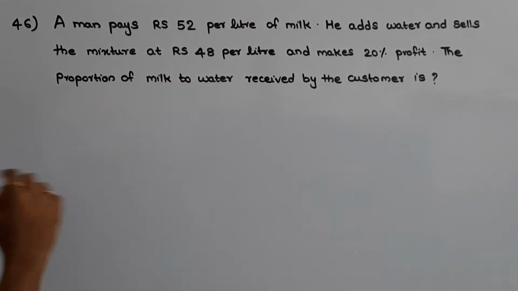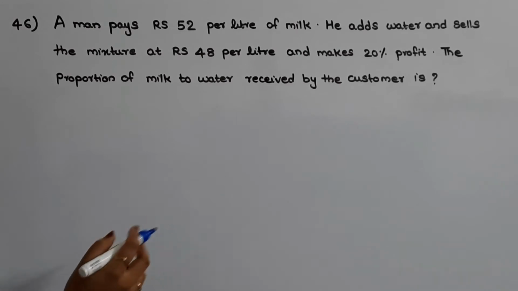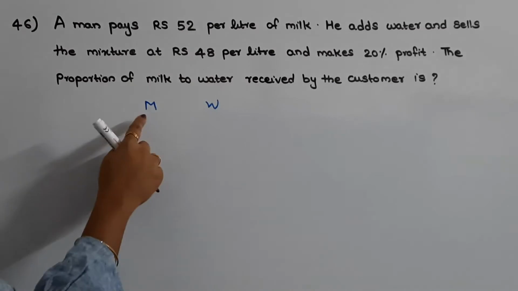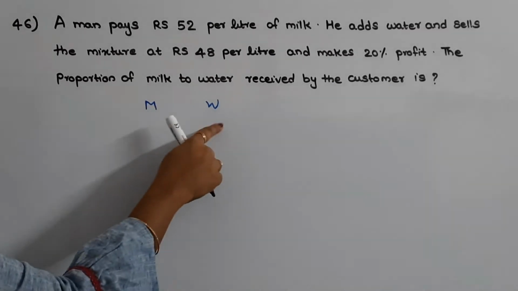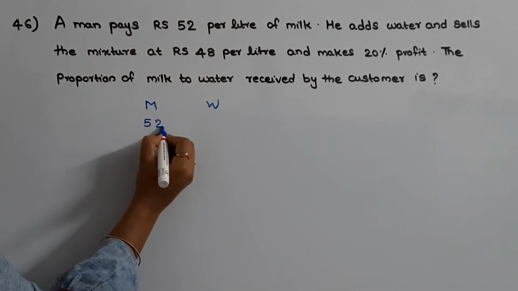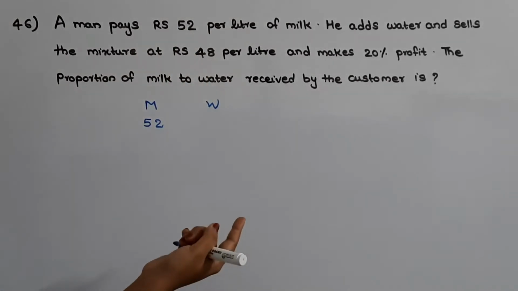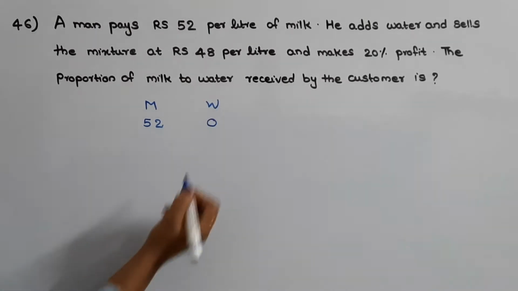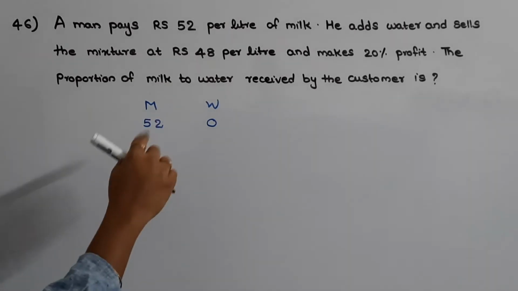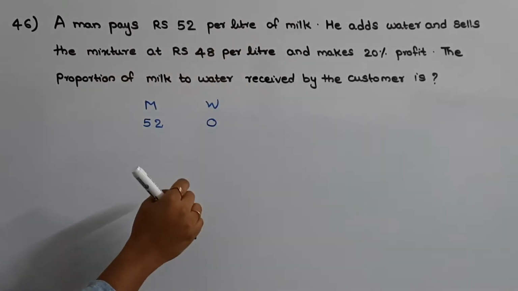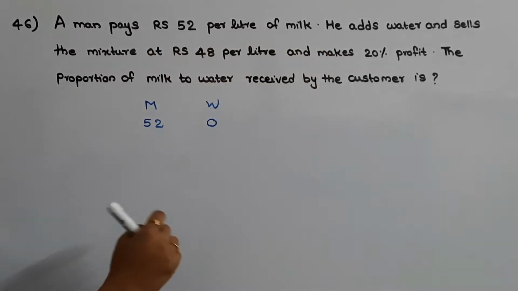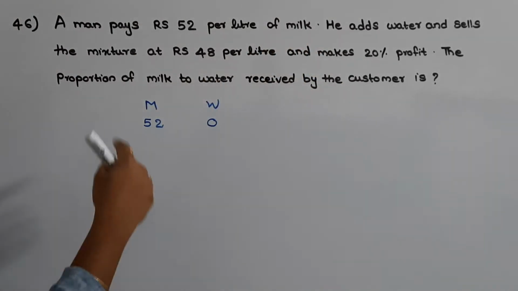So this question also we need to do by the alligation method. So first we need to write M for milk and W for water. Then below this we need to write down the cost price of milk and water. The cost price of milk is given as 52, that we need to write down here. And the cost price of water is not given, so we need to take it as 0. Here we need to write down the cost price of the mixture, but the cost price of the mixture is not given in the question. They have given the selling price of the mixture and the profit percentage. So from this we need to find out the cost price of the mixture.